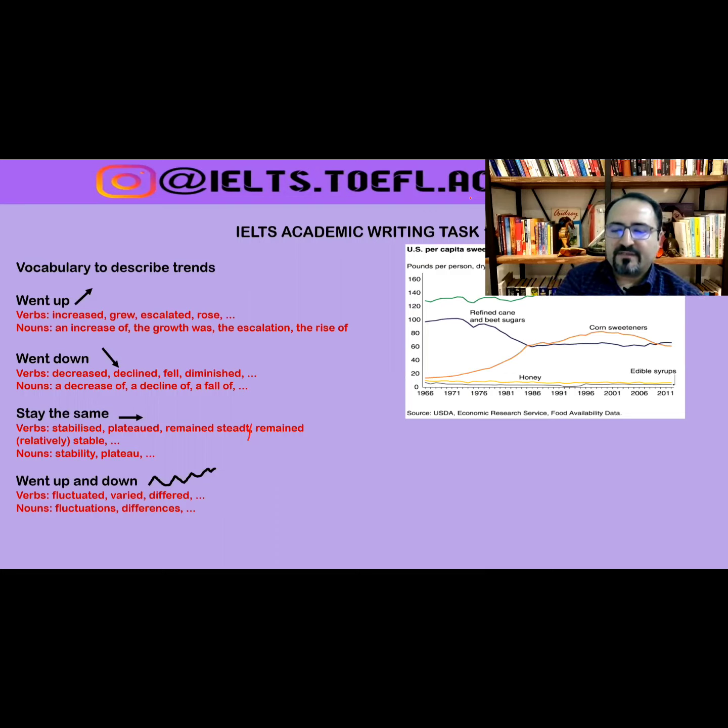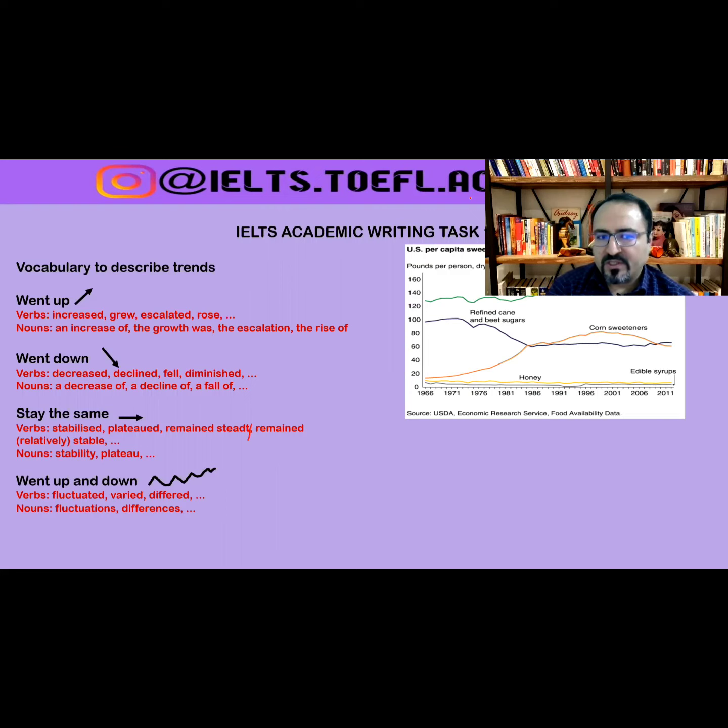We can have different trends like upward trend, downward trend, stable, let's say, trend, or sometimes fluctuation trend. Here, the verbs that we use for these trends, we have also some noun forms.